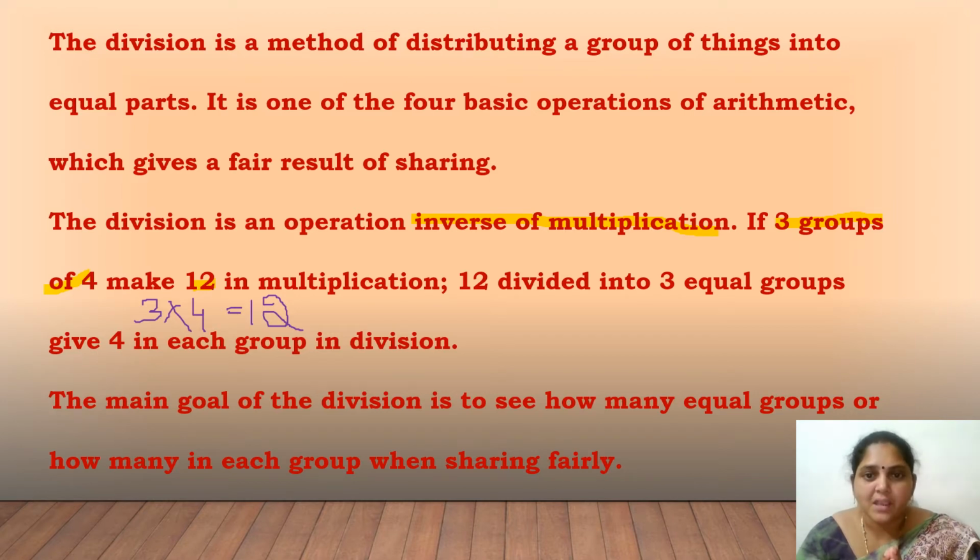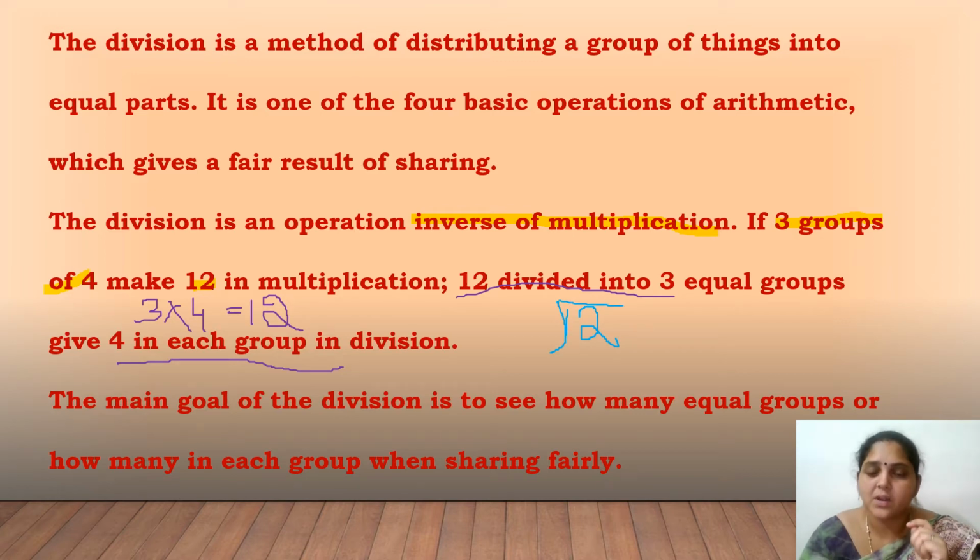Now, in the same way, 12 divided into 3 equal groups gives 4 in each group in division. Suppose I have to divide the same number 12 by 4 or 3. Here I have taken 3, so I will take 3. When 12 is divided by 3, it means 12 should be divided into 3 equal groups. In the 3 table, 12 comes at 4 times. 3 fours are 12, right? My remainder is 0.